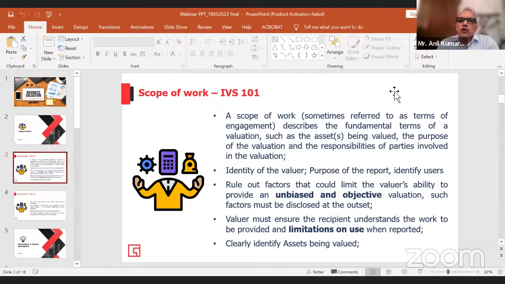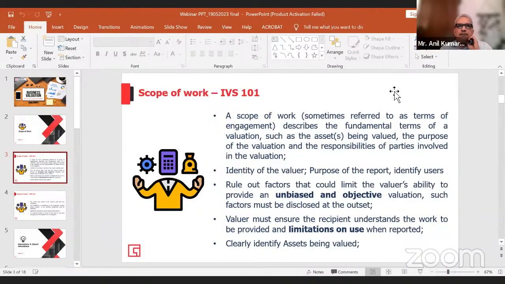So what does the scope of work comprise of? Okay, so you need to identify the assets that are being valued, right? The purpose of the valuation, right? The most important thing is you start with the client: who the client is, what the expectation of the client is in terms of the purpose of the valuation, who the users of the report are going to be, and the identity and the license of the valuer.